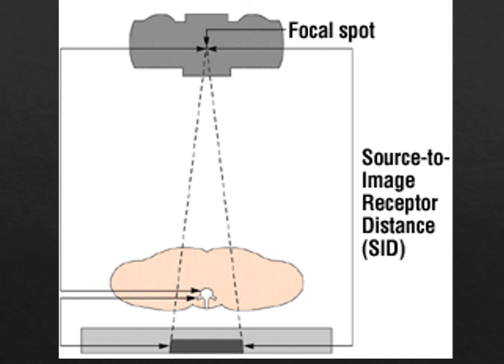All right, let's look at this visual here. So we have, again, our SID measured from the focal spot to my image receptor. My object to image distance, OID, which we'll look at in a second, is here, my object to my image receptor. And then they also have a source to object distance, or SOD.